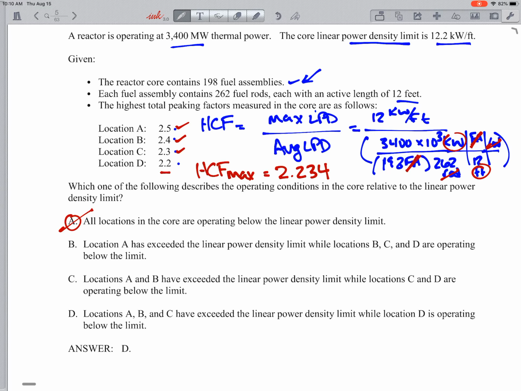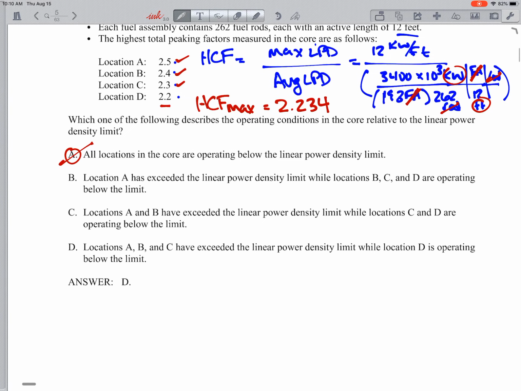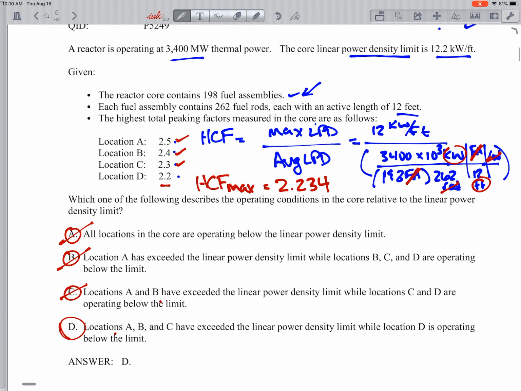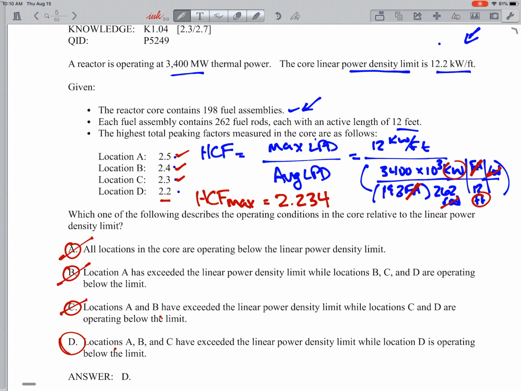Well, that's not true. B, location A has exceeded the linear power density limit while locations B, C, and D are operating below the limit. That is not true. Locations A and B have exceeded the power limit and C and D are operating below the limit, so that's wrong. So D has got to be correct, but we'll read it anyway. Locations A, B, and C have exceeded the linear power density limit while location D is operating below the limit. Location D is operating below the limit because its hot channel factor has not gone above 2.234, meaning its max linear power density is not above 12.2 kilowatts per foot.